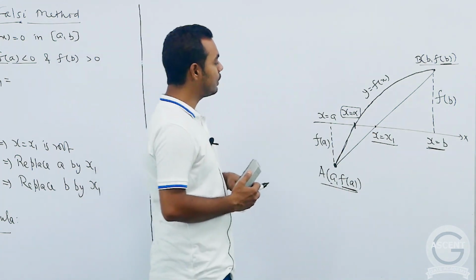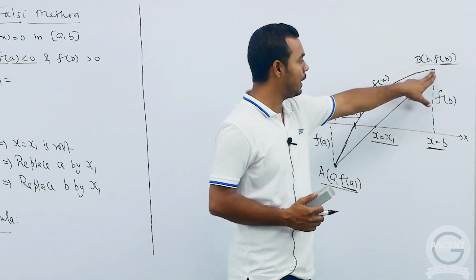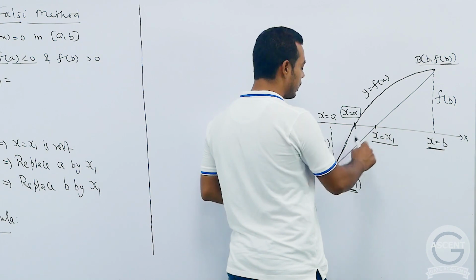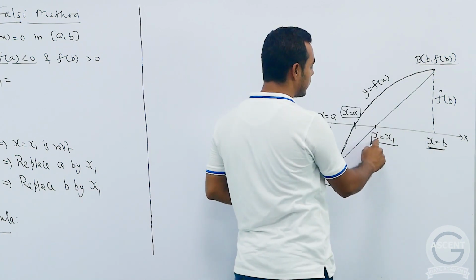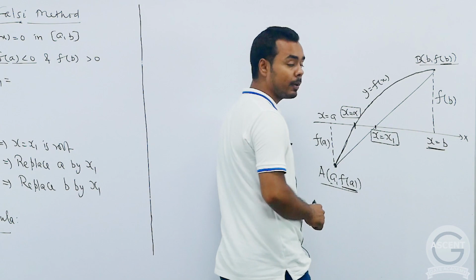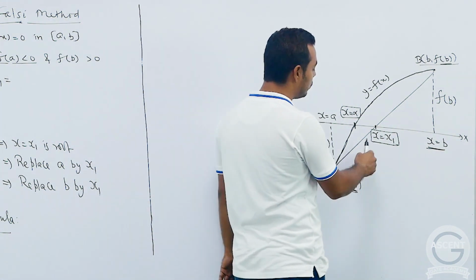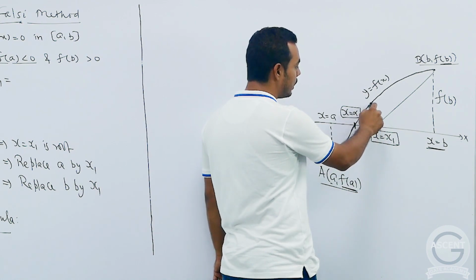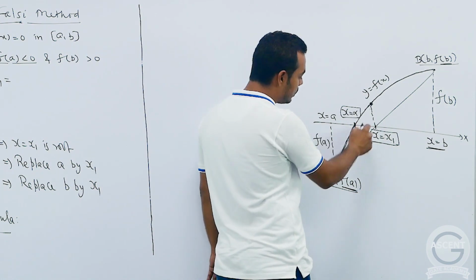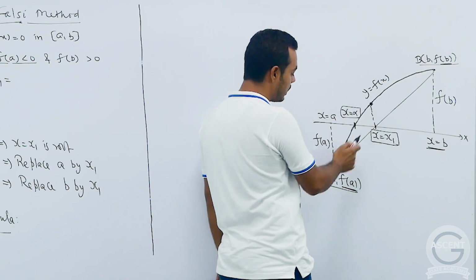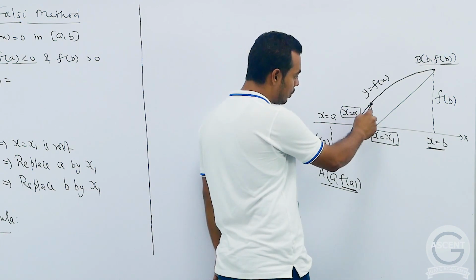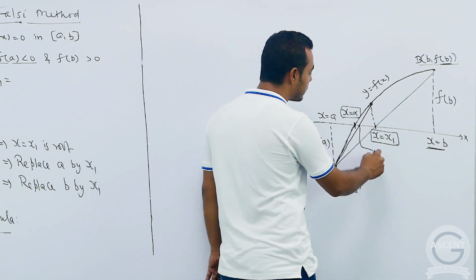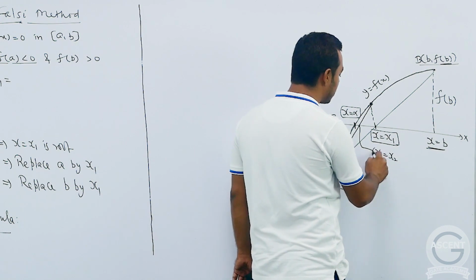In the Regula falsi method, we join these 2 points a and b by a straight line, and the point where this chord AB crosses the x-axis will be our first approximation x1. Now in the next iteration we will find the corresponding point on the curve. Say this point is the corresponding point. So now we will join these 2 points. Here the value of the function is positive, here negative. So we join these 2 points by a straight line, and the point where this line crosses the x-axis will be our second approximation x2.